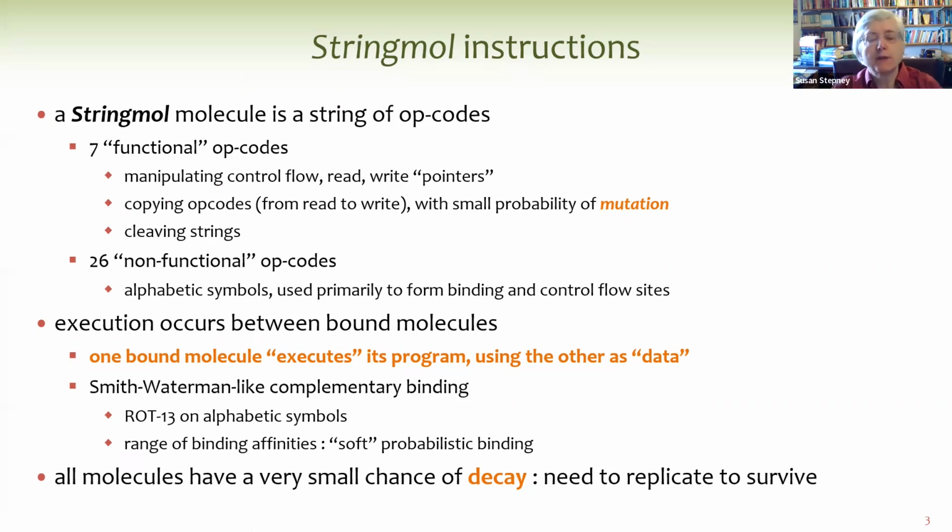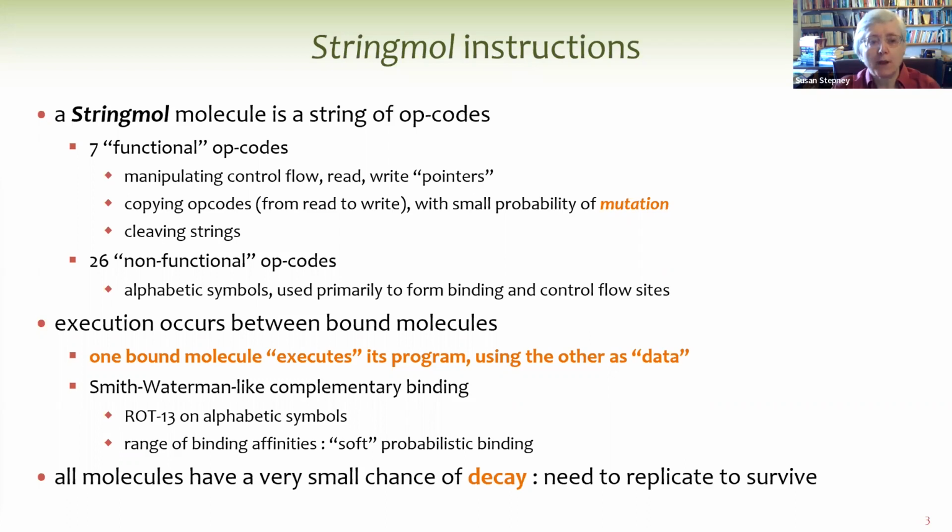What makes this automata chemistry rather different from many is that execution occurs between 2 bound molecules. In other automata chemistries you might have come across, such as Tierra and Davida, a single molecule does its thing by itself. But in Stringmol, molecules bind together and the execution happens when molecules are bound. This design principle was chosen to model the way proteins bind to DNA or RNAs bind to each other. One bound molecule executes its program using the other as data, or at least that's how it starts off until evolution takes over, and then it gets more complicated.